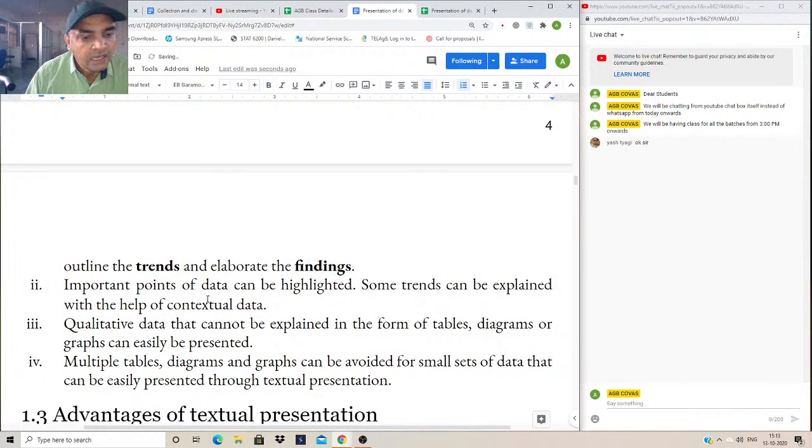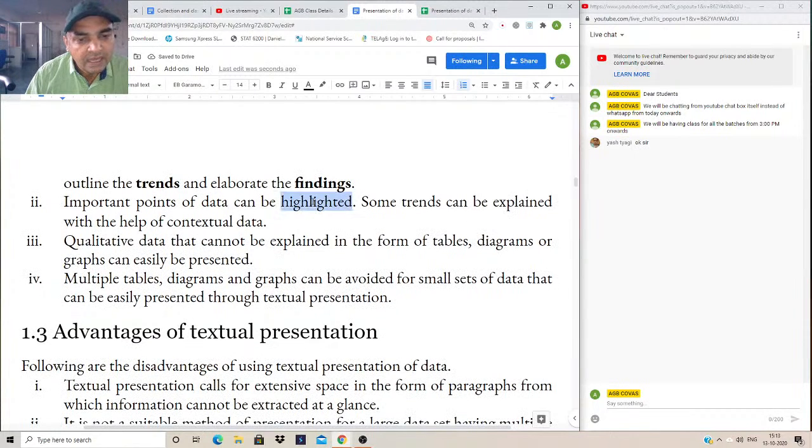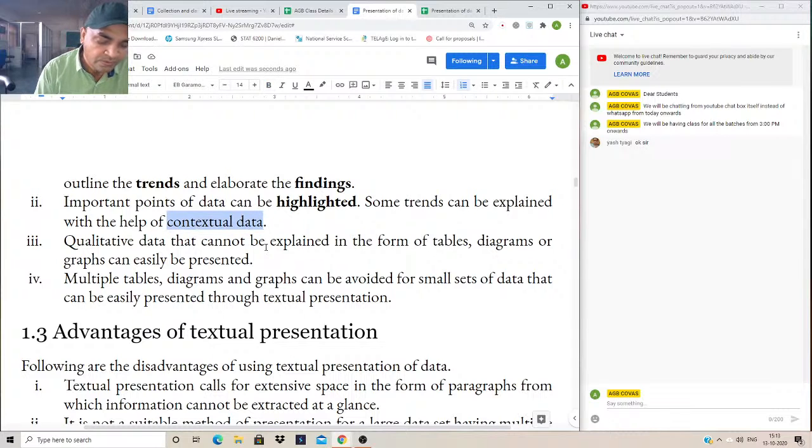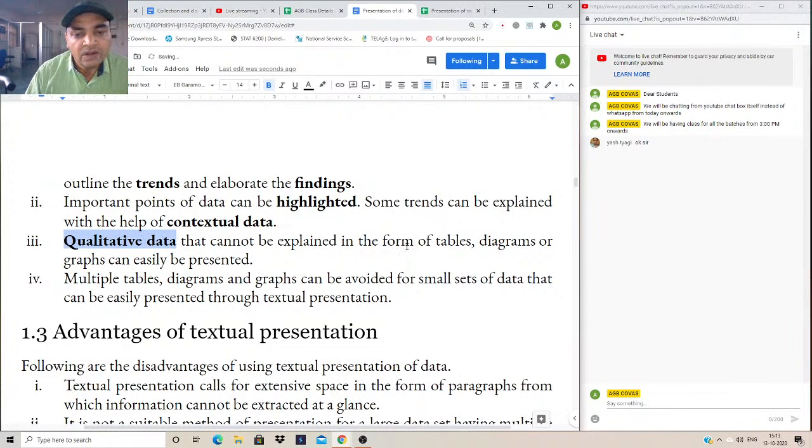Then important points of data can be highlighted, which I have already told you in the properties. Some trends can be explained with the help of contextual data. Qualitative data that cannot be explained in the form of tables, diagrams, or graphs can easily be presented. That is, such data can easily be presented in textual form.